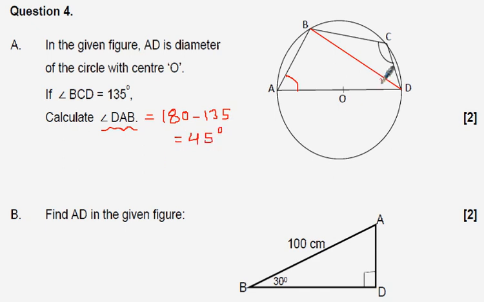But if they ask you this angle, then since it is 45, it will become an isosceles triangle. And this is 90, so it will also be 45. Anyways, let us move to the next question.